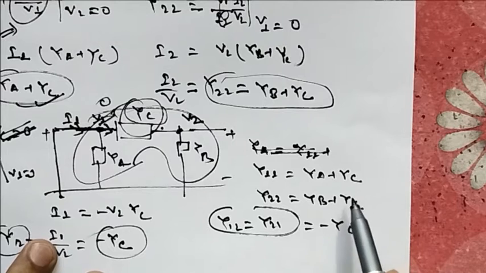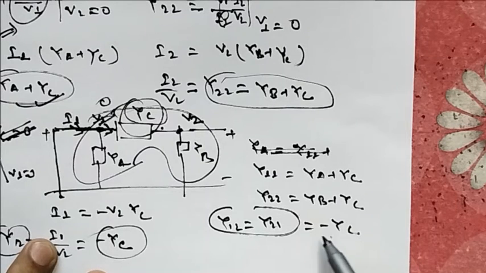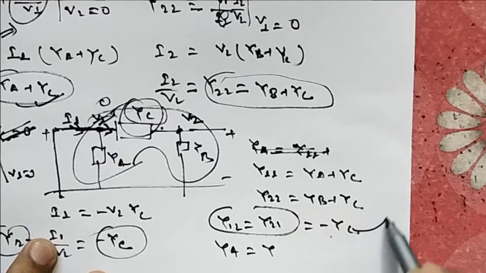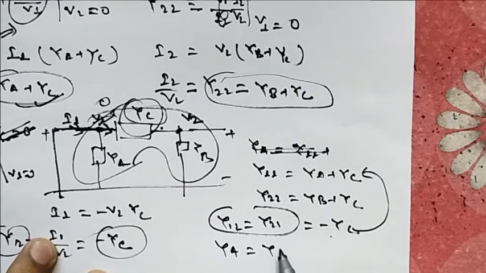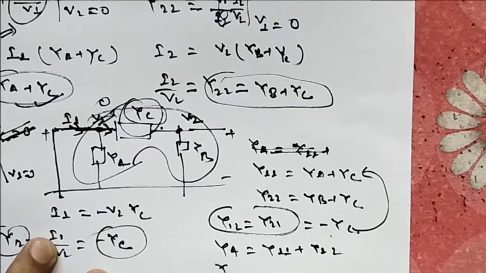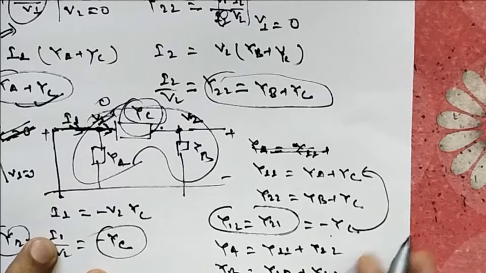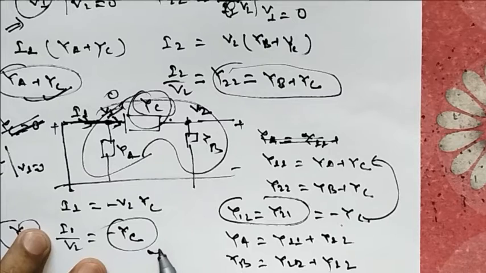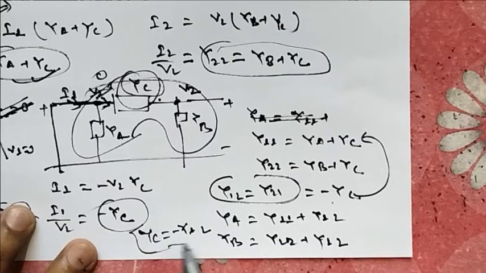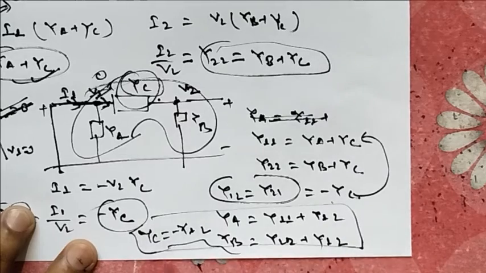Now if I put yc here, y21, then from here, if I put over here, ya is equal to y11 plus y12, yb is equal to y22 plus y12, and yc is nothing but minus y12. So these are also a simplification that we can do.